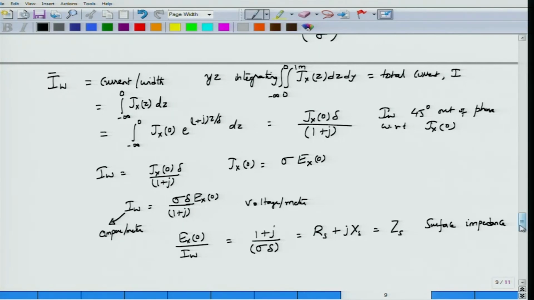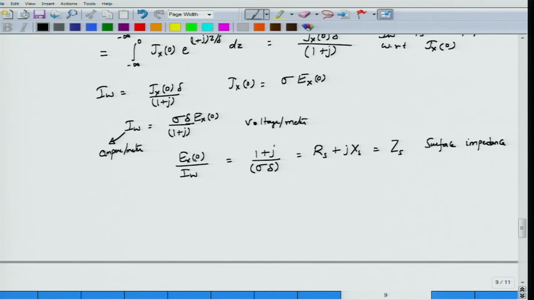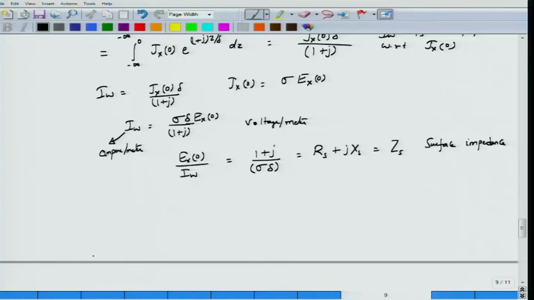Surface impedance is telling you the ratio of the electric field E at the surface to the current per unit width IW, and clearly this ratio is not real, that is, it is complex, indicating that Ex of 0 and IW are out of phase by a certain factor. Because of this out of phase behavior, only a part of the power will be carried by the wave and the rest of that power will be lost. So this is what we wanted to write. There is the last matter of actually calculating how much power is getting lost.